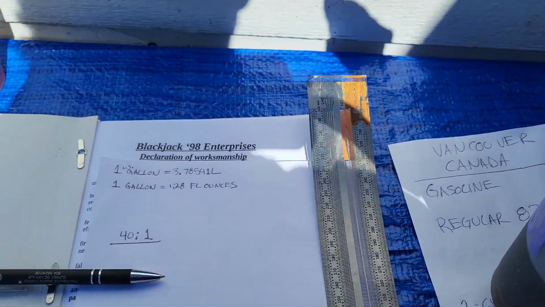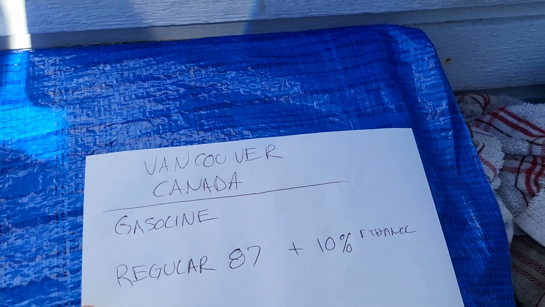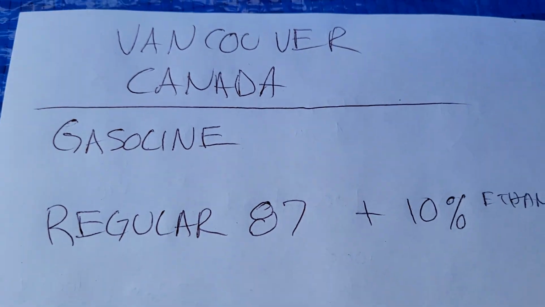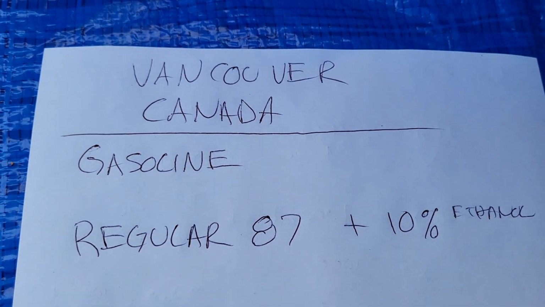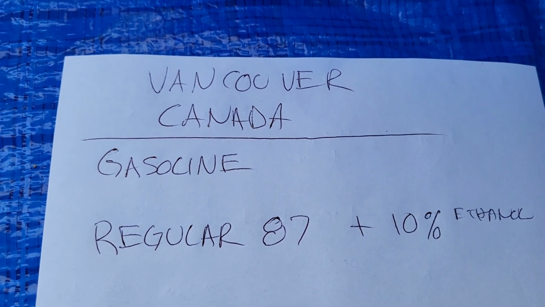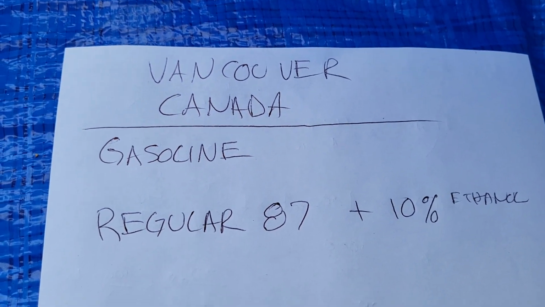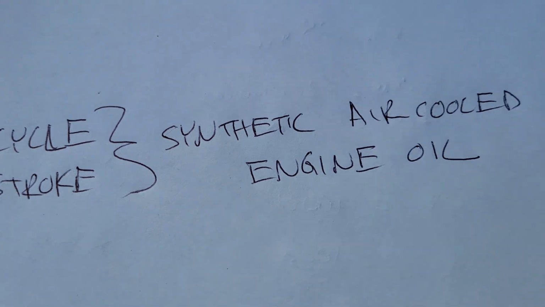Okay, everybody, today we're going to talk about mixing gas and how to mix gas. Here in Vancouver, Canada, our gasoline is regular 87 plus 10% ethanol at any gas station, whether it's Shell, Petro-Canada, Super Save, or Chevron.